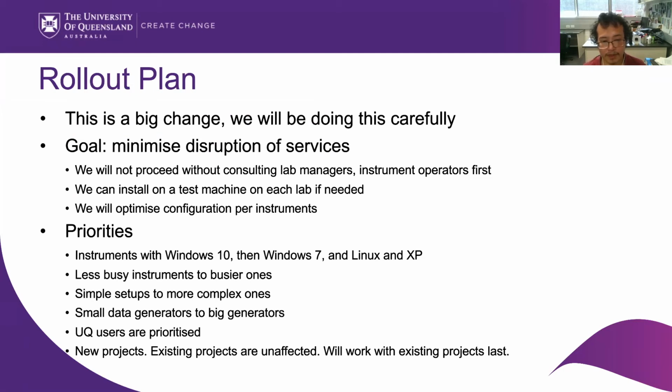There are a few priorities as part of the rolling out strategy. First, we're rolling out with Windows 7, Windows 10, and then Linux and XP last. We'll be rolling out from the less busy instruments to busy ones, and from simple setups to more complex ones, and small data generators to big generator machines, just to test and perfect our solutions. And obviously the UQ users are prioritized.